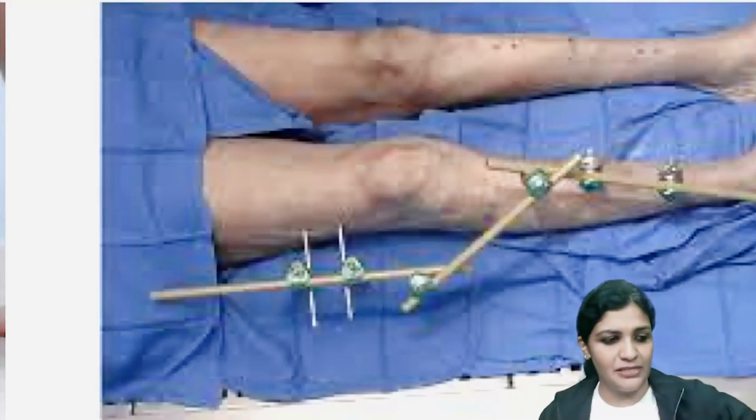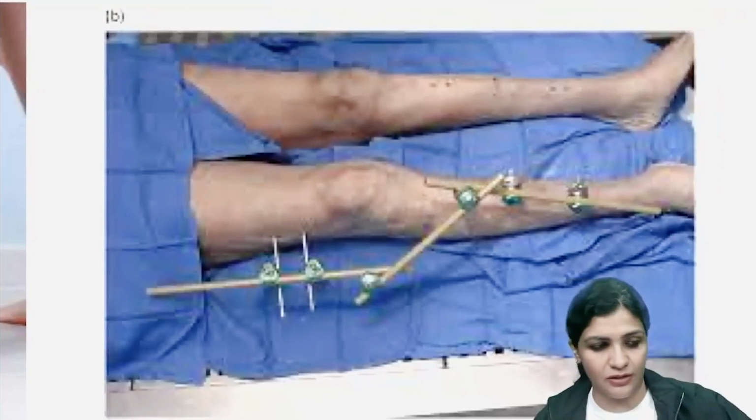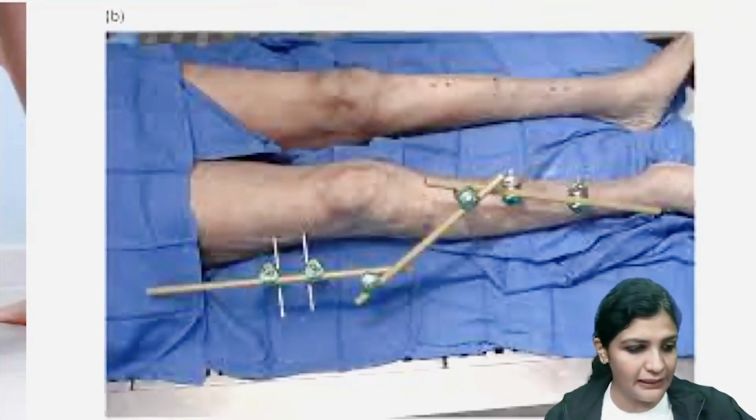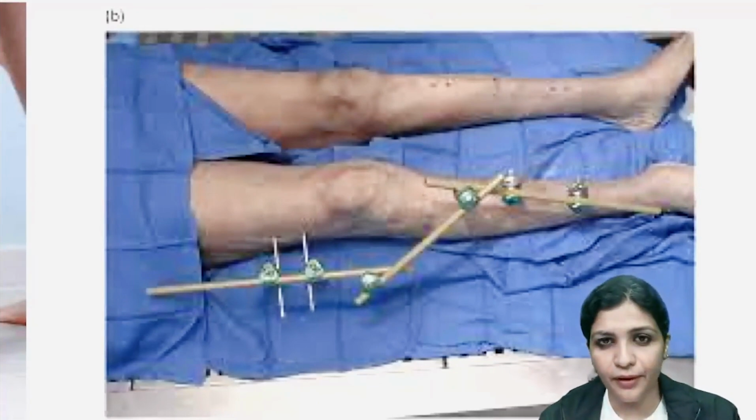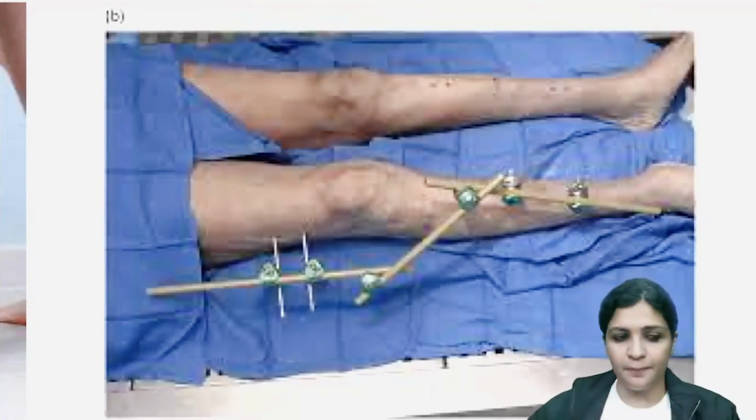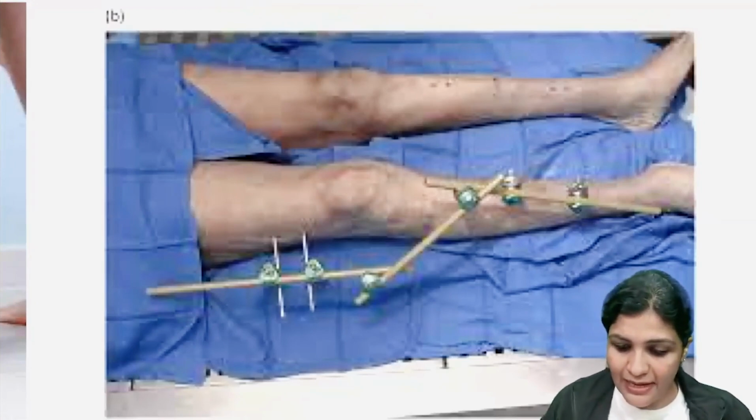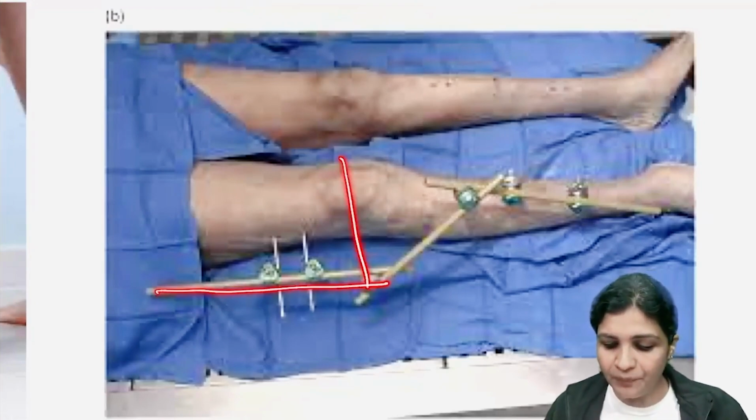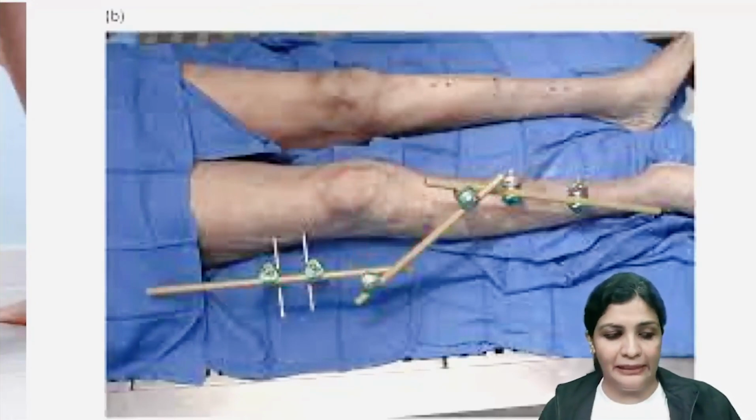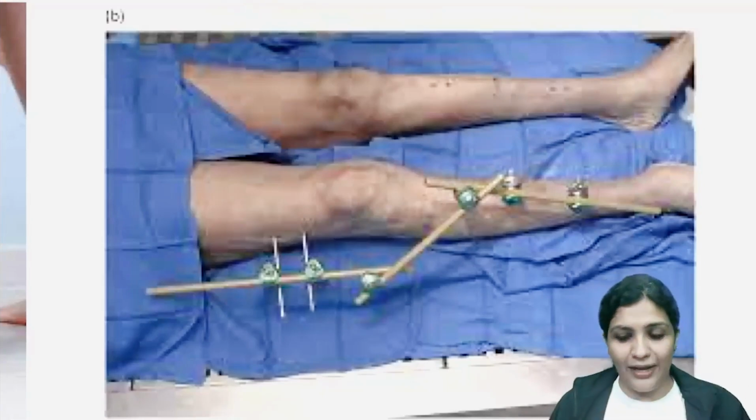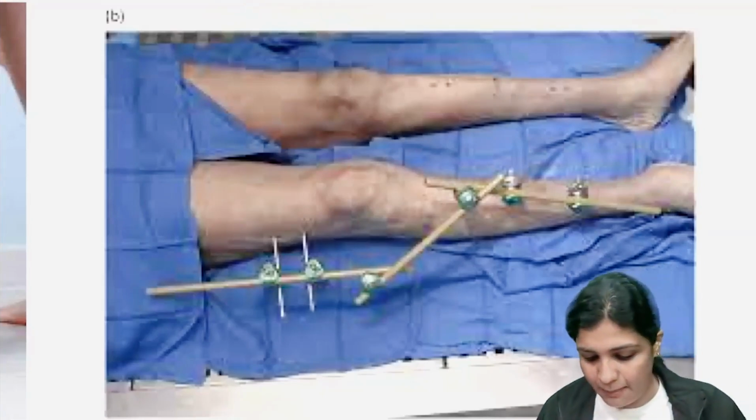Now what is this type? What is this external fixator called? This is asked in the exam. What is this fixation called? If you see, there is one fixation above the knee and one fixation below the knee, and these two are combined by another rod. Yes, this is called a bridge spanning fixator.